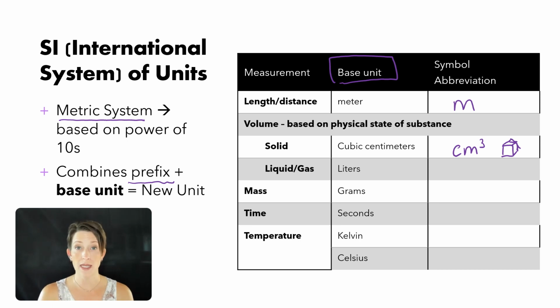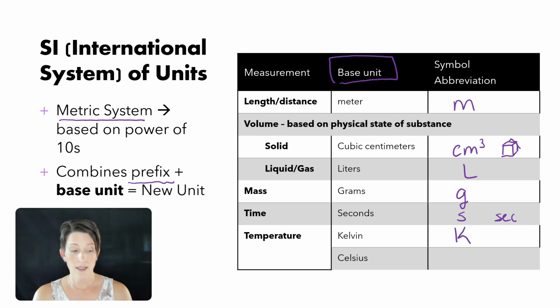When you look up the density of a lot of our substances, they will be measured in centimeters cubed for that reason. Liquid and gas will be measured in liters. Liters has a capital L, and then we go from there. Mass is in grams. Seconds is S. Sometimes you'll see it SEC. Temperature has two different SI units for two different purposes, which we'll talk about in a later video. Kelvin is a capital K. Celsius has that degree sign with the Celsius. You need to know when to use and how to use each of these units.